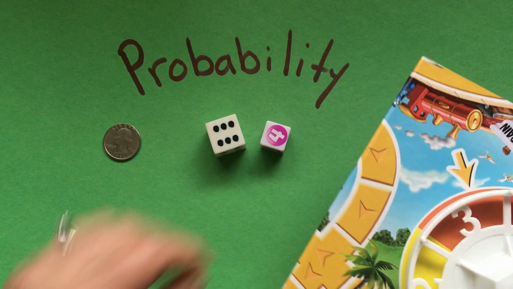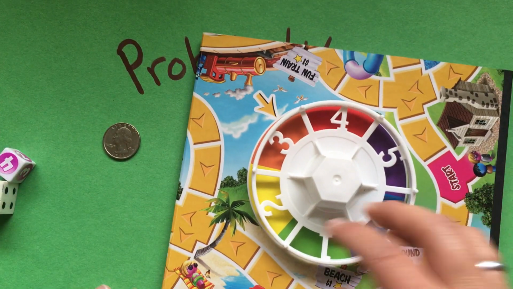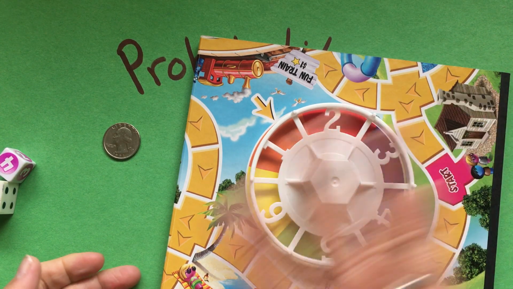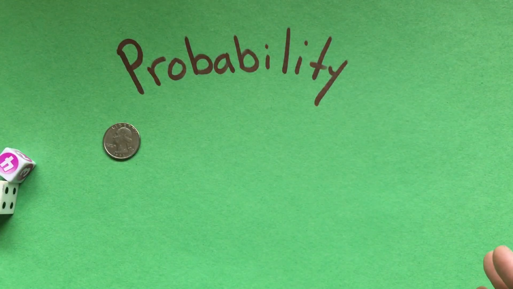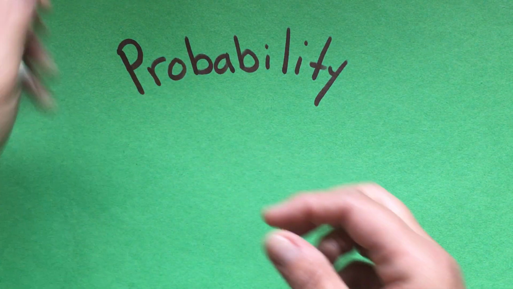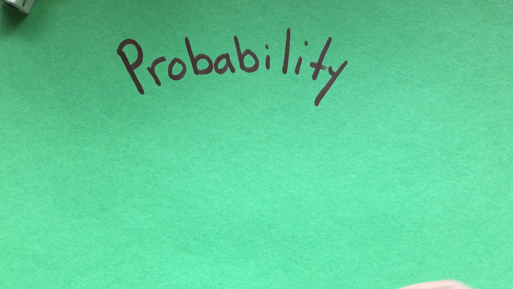So does a spinner, and spinners come up in games. You might recognize this one from a Game of Life. It's Game of Life Junior, actually. And it has the 6 different numbers on it. But spinners can be lots of different things, different numbers, different colors. Think about the game of Twister. It has 4 different colors on it. Things like that.